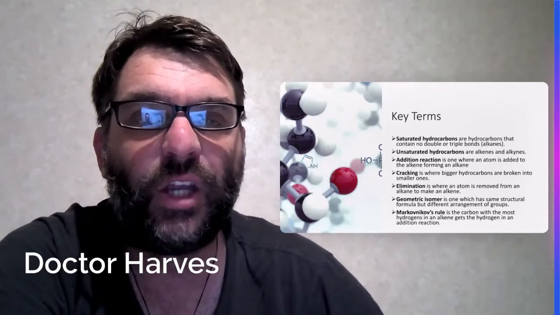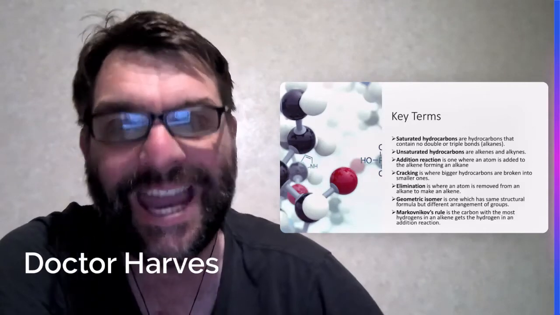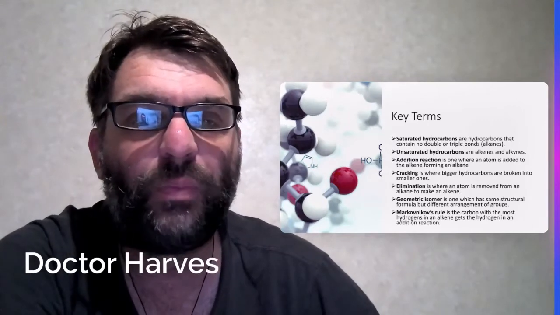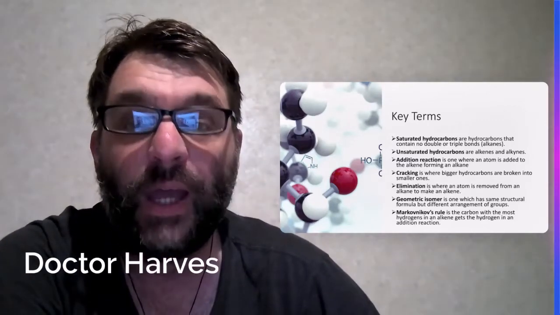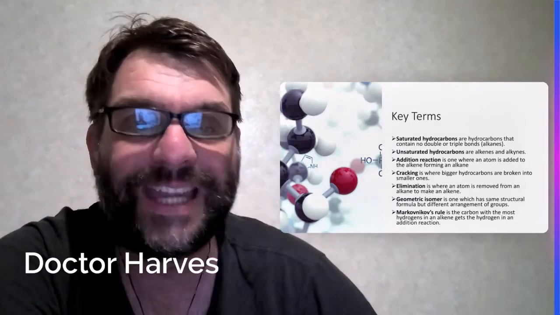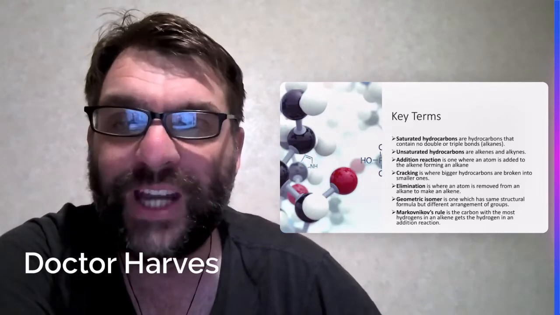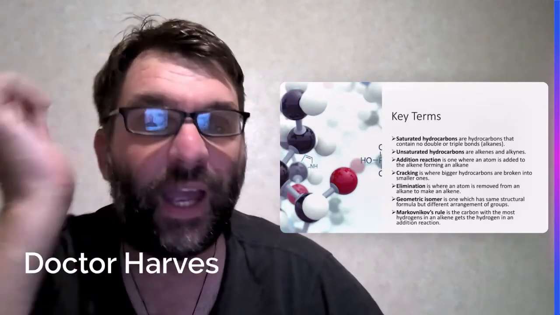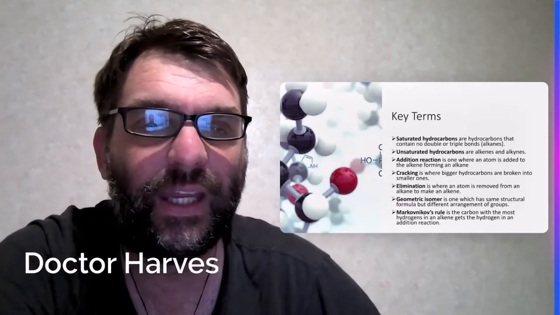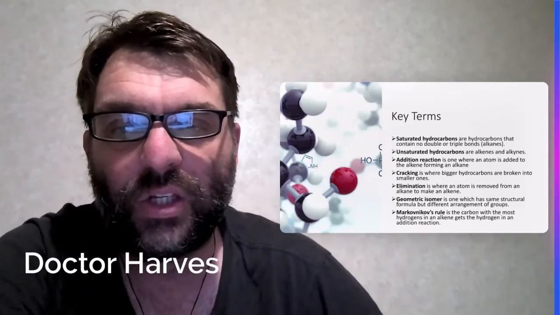The alkenes can undergo addition reactions, and that is where one atom is added to the alkene to form an alkane. Cracking is used in the petroleum industry, where bigger hydrocarbons are broken down into smaller ones. An elimination reaction is where an atom is removed from an alkane to make an alkene. Geometric isomers are ones which have the same structural formula, but a different arrangement of the groups around the double bond. And finally, Markovnikov's rule is where the carbon with the most hydrogens in the alkene gets the hydrogen in an addition reaction with an HX, where X is a halogen.